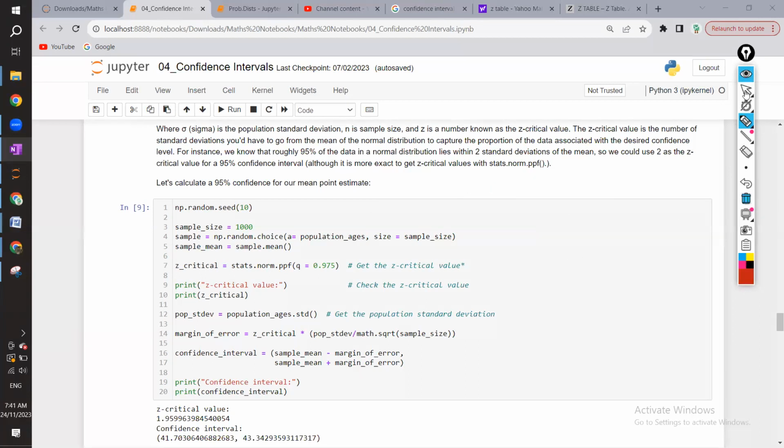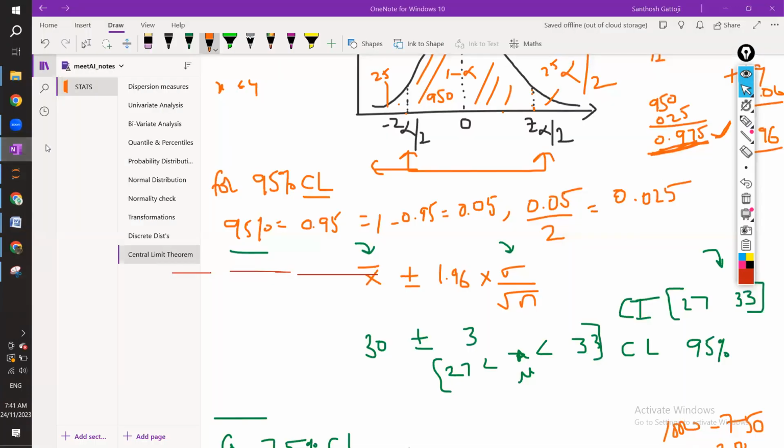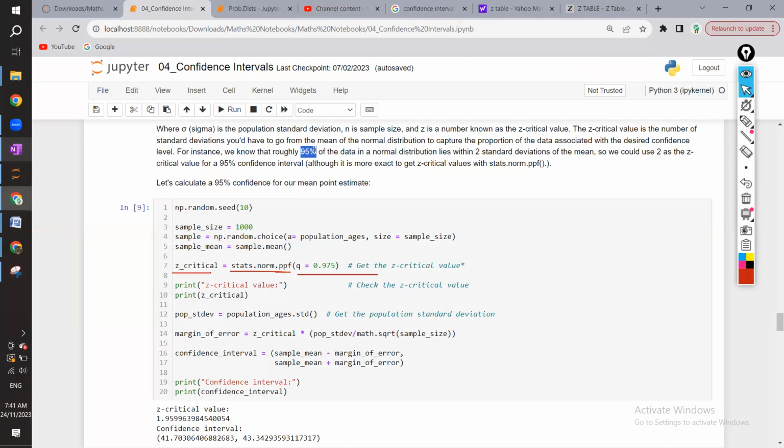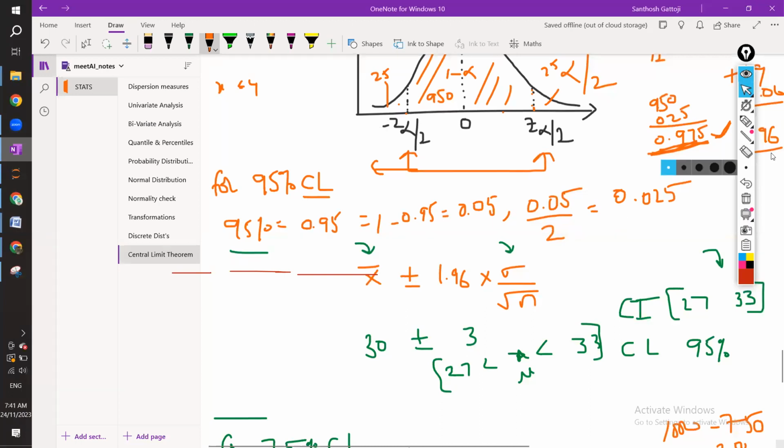Clear? So what I'm doing, I took 1000 samples. After that, the Z critical value, the Z value in other sense, I want to calculate. So what did I do? I'm just trying to calculate the normal distribution probability, the PPF value. So from the Z table, I'm taking at what value? At 0.975. Why, guys, 0.975? Because at 95% confidence level, let's calculate. What was our value? It is at 0.975.